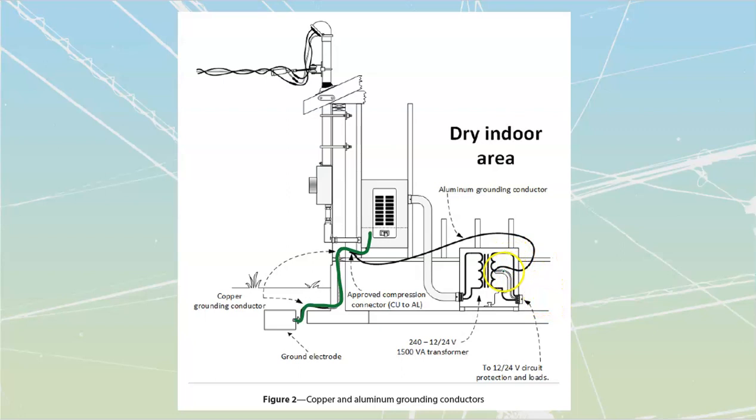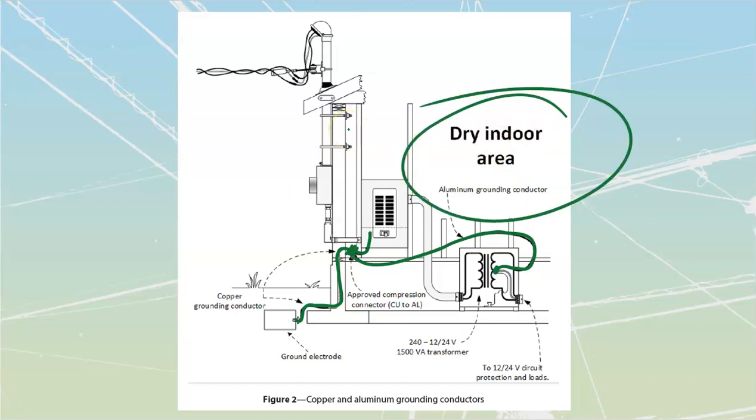But then what I need to do is ground that neutral that I have on that transformer. I am, in this case, allowed to use aluminum to take it up to here, connect those things together there with an approved connector and proper antioxidant inside of there. But that one could be aluminum because it is all within that dry indoor area. Okay, that's the only time that we're going to use aluminum, inside dry indoor areas.